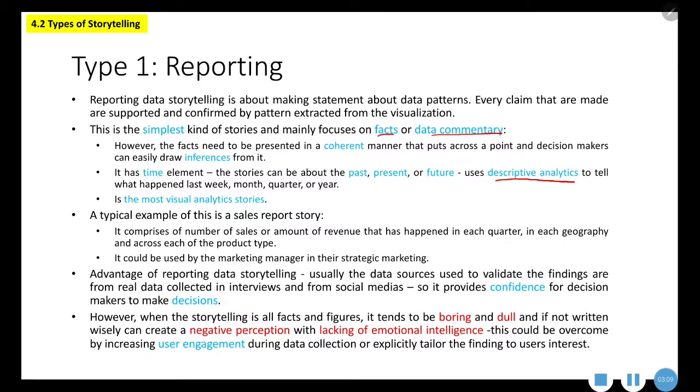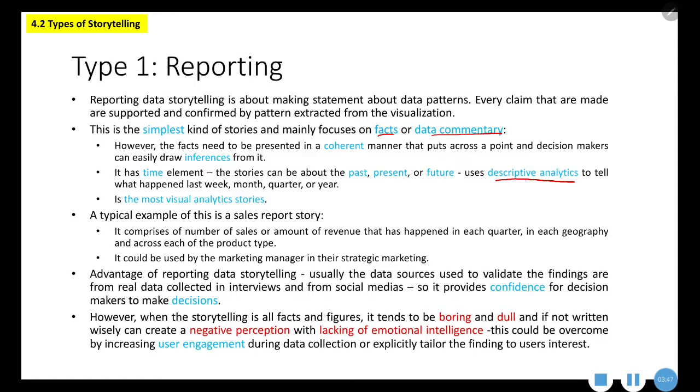The advantage of this reporting data storytelling is that usually the data sources used to validate the findings are real data collected in interviews and from social media. So it provides confidence for decision makers to make decisions. However, when the storytelling is all facts and figures, it tends to be boring and dull. And if it's not written wisely, it can create some negative perception due to a lack of emotional intelligence.